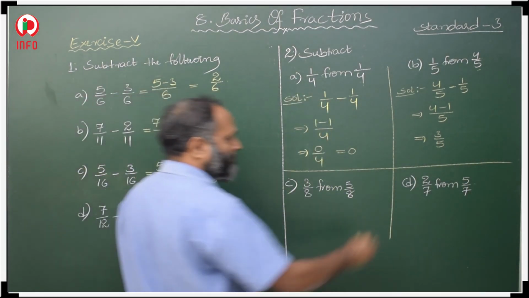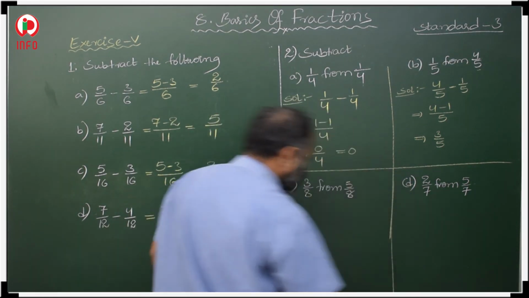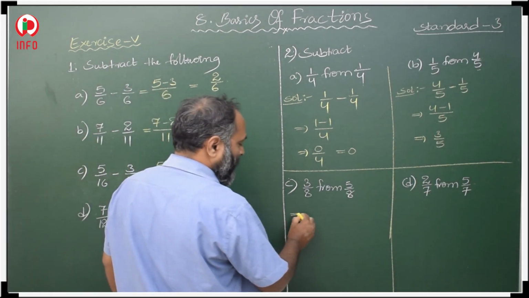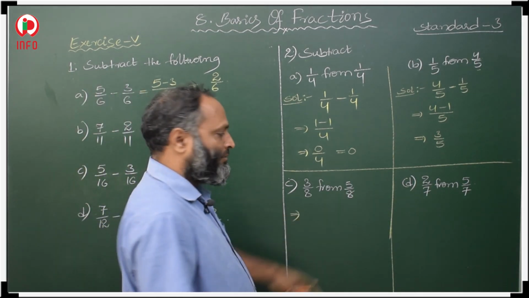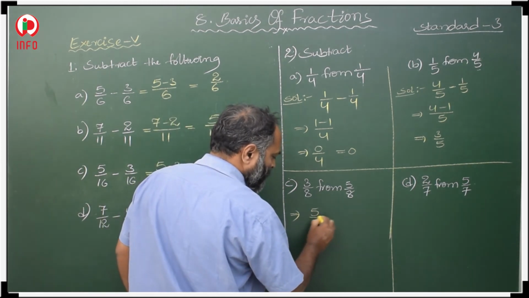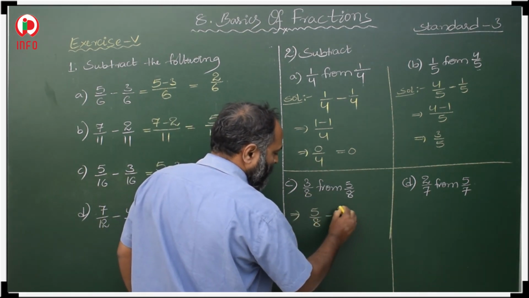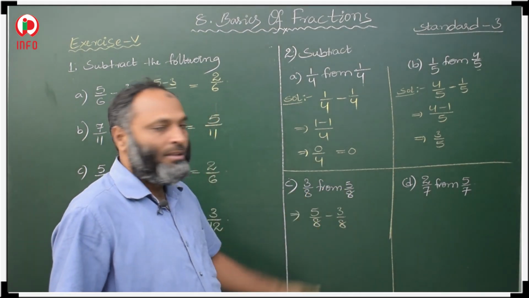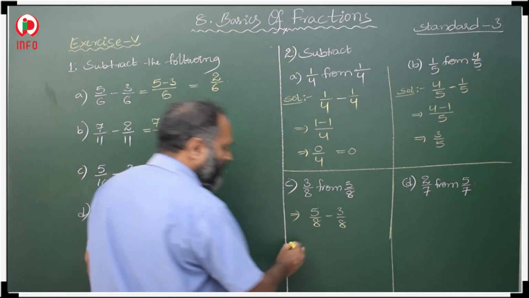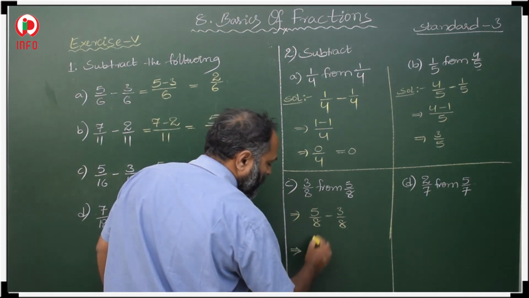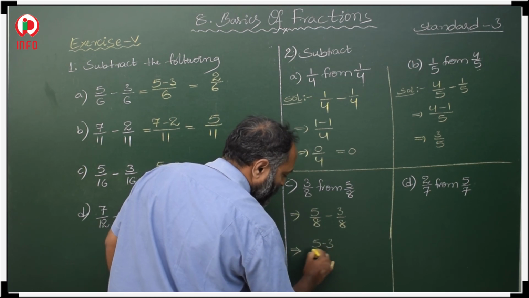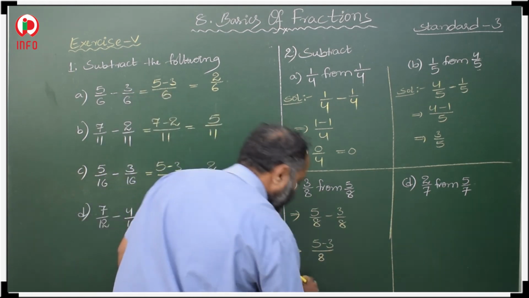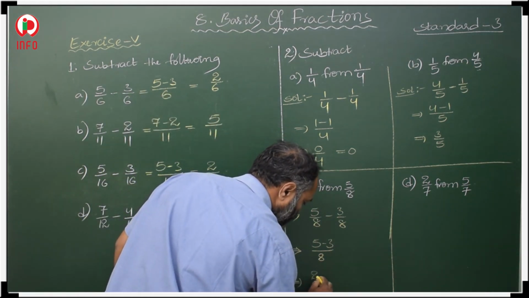Now, here, subtract 3 by 8 from 5 by 8. From the number 5 by 8 we have to subtract 3 by 8, so 5 by 8 minus 3 by 8. Then the difference of the numerators, 5 minus 3, by the common denominator 8. 5 minus 3 is 2, so 2 by 8.